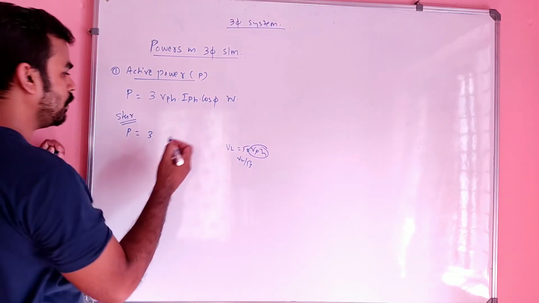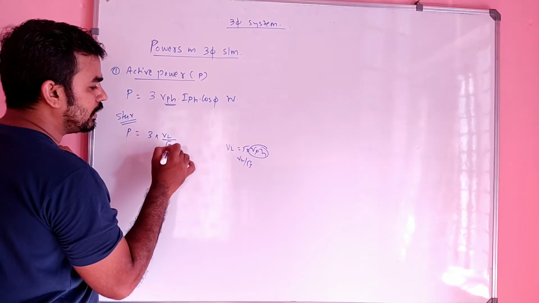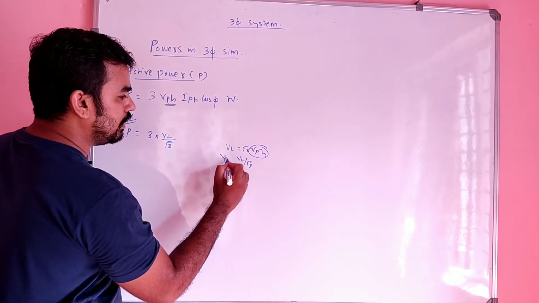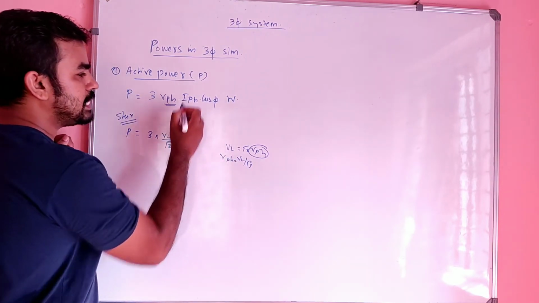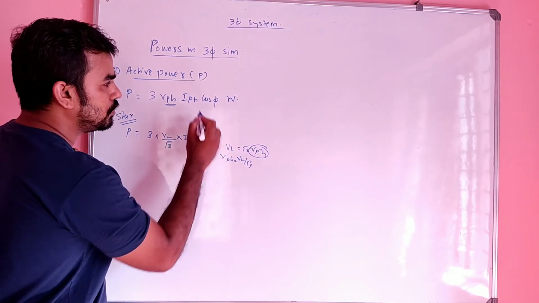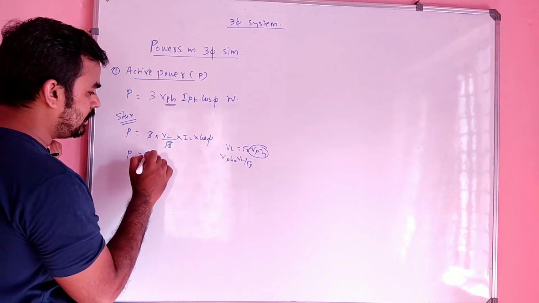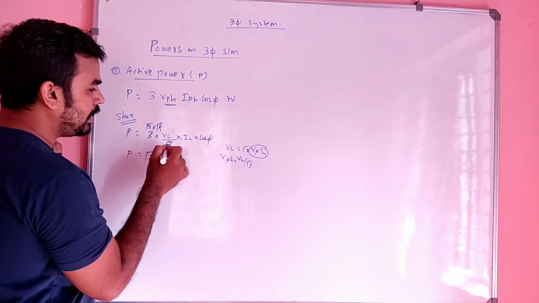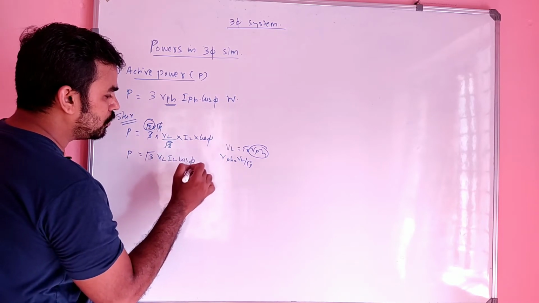Correct or wrong? So V phase can be converted to VL by root 3. Line voltage is root 3 times phase voltage, so V phase equals VL by root 3. So VL by root 3 into, in a star connection I phase and IL are the same, into cos phi. This 3 can be written as root 3 into root 3, and one root 3 cancels, so the remaining will be only root 3. So it will be root 3 into VL IL cos phi watt.